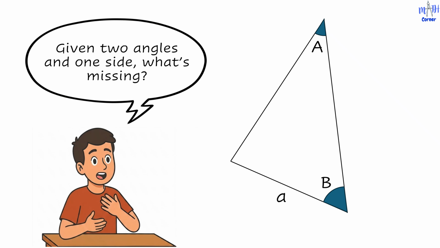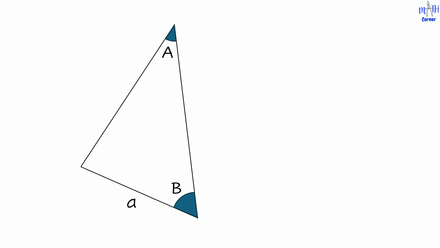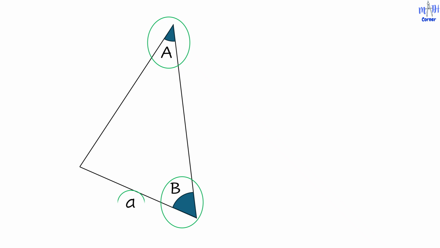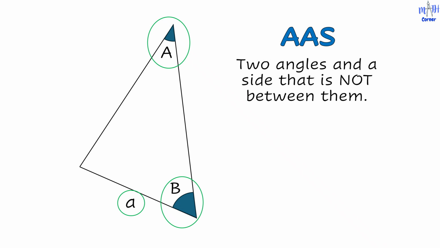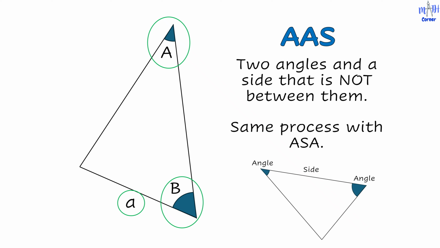Given two angles and one side. What's missing? In this video, we will solve triangles involving angle, angle, side. That means you are given two angles and a side that is not between them. At first, it may look different, but the process is almost the same as angle, side, angle.